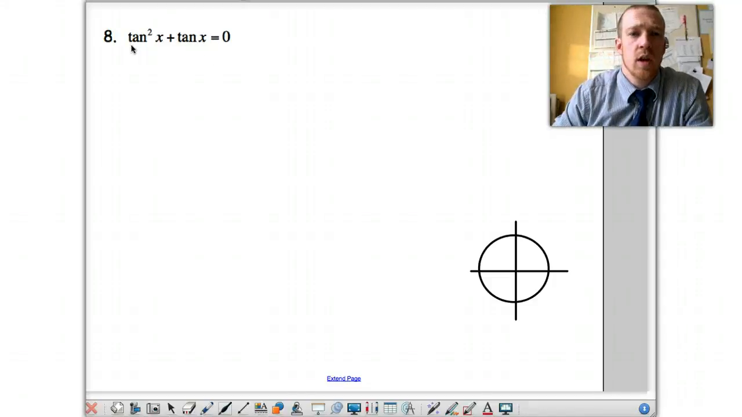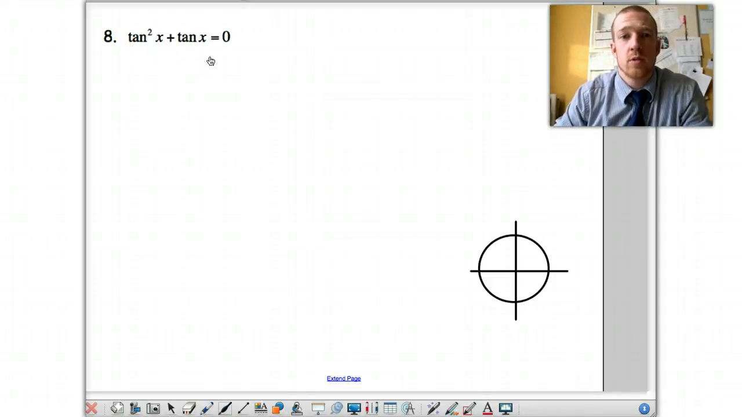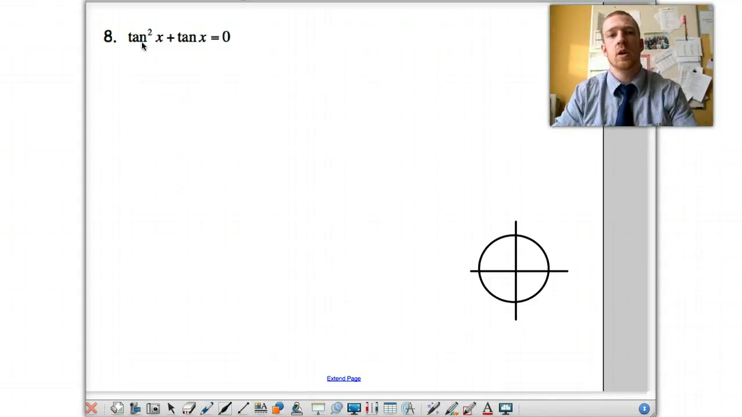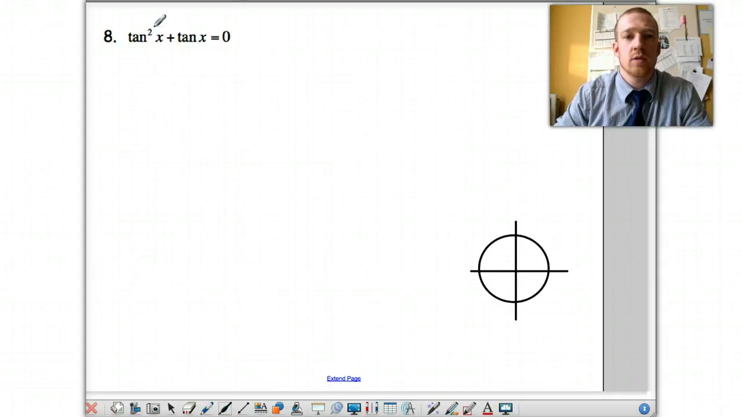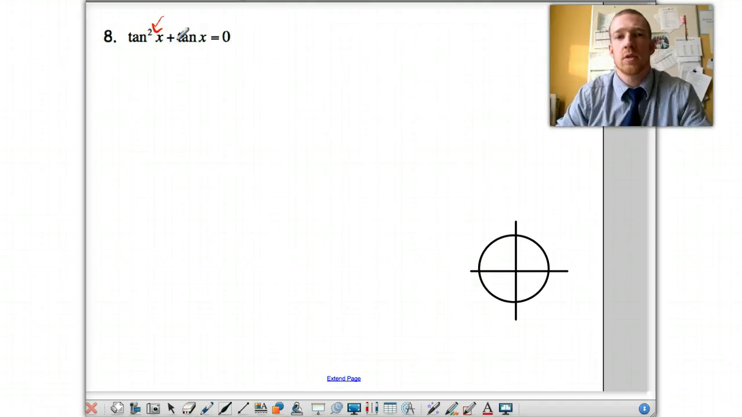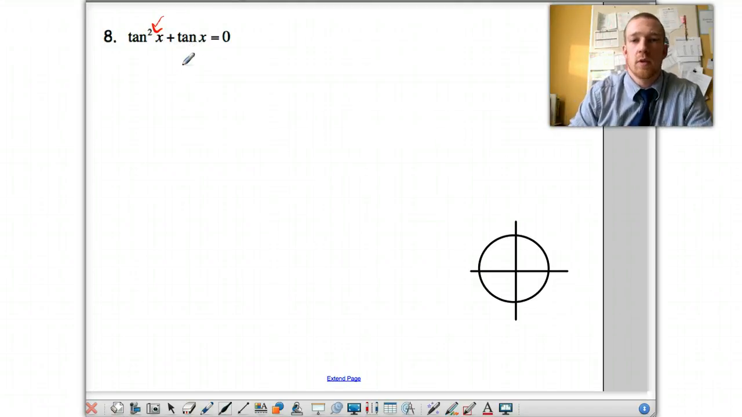Alright, so here we go. We've got just a tangent function, so we don't really need to do any other substitutions. I do notice there's a tangent squared x, but I don't want to do any other trig substitutions because that would introduce a different trig function, which would just make it harder, further from the answer. So I'm just going to factor out tangent.